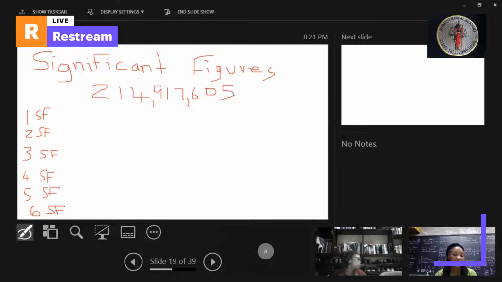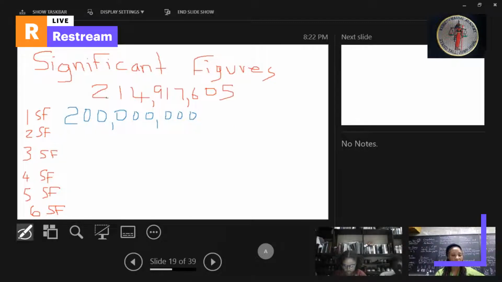If we just say, okay, well, 2 is the first significant figure, so the answer is 2. No, this number is 214 million. So we have to put zeros to hold all these places to show that the number is in the hundreds of millions. So we're not going to add anything to the 2 since this is 1. So we're going to have 2. And then we fill zeros for the 1, for the 4, for the 9, for the 1, for the 7, for the 6, for the 0, for the 5. So it's 200 million.